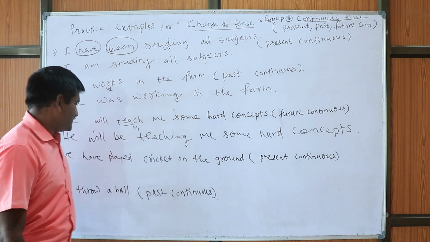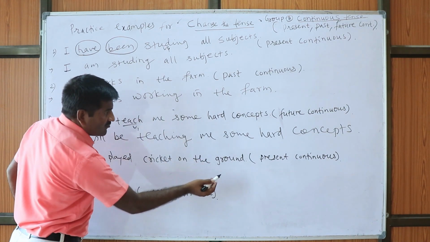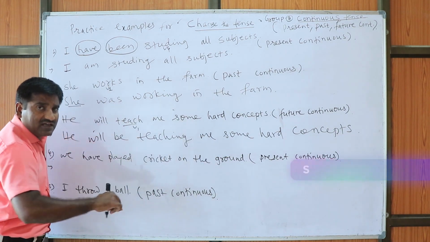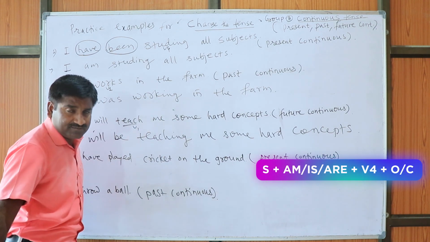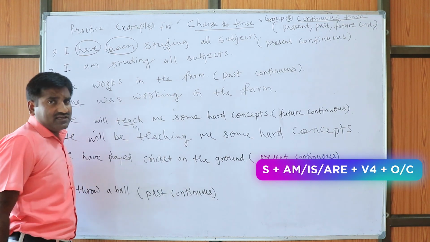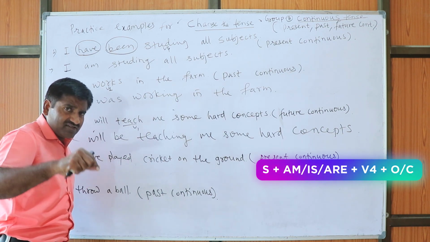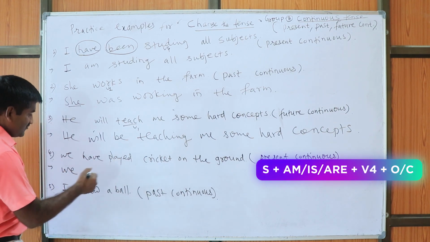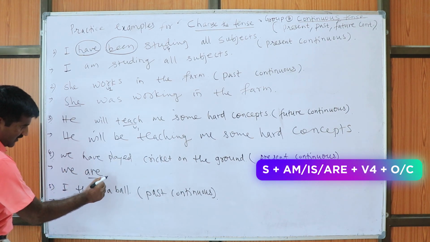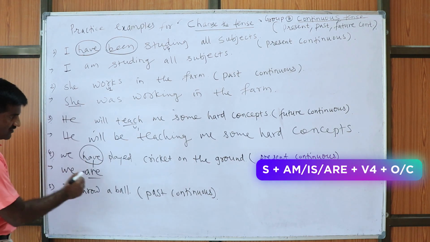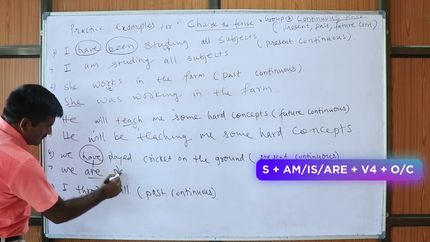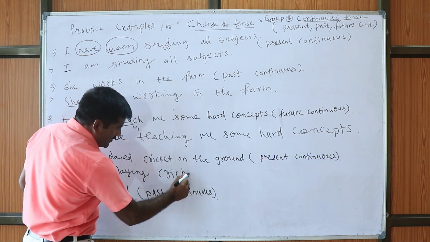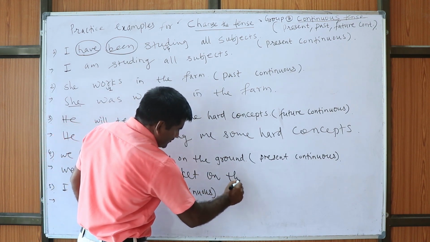That is future continuous. Next, we have played cricket on the ground. Have plus V3 means it's present perfect, and we want to make present continuous. What is the formula? S plus am is are plus V4 plus OC. If you want more perfection, then you will have to watch my videos as well as learn all the formulas. Okay, so the answer in present continuous with a plural subject: the helping verb will be are. Remove have and add are. We are. Then the V4 of played is playing. We are playing. The object is copied and the complement is also copied, that is on the ground.